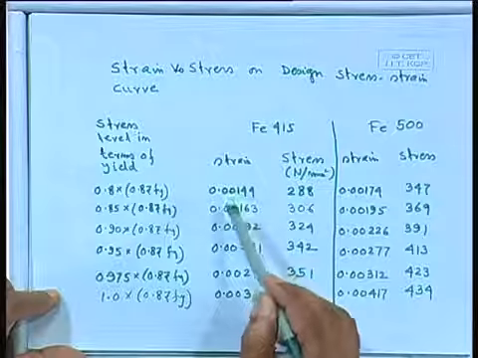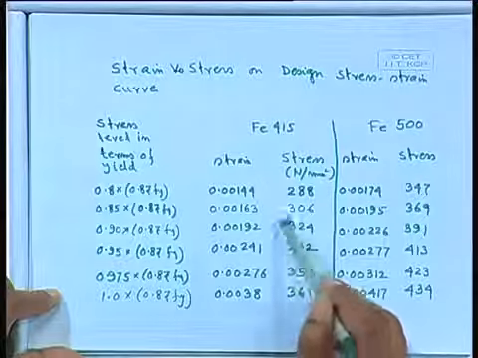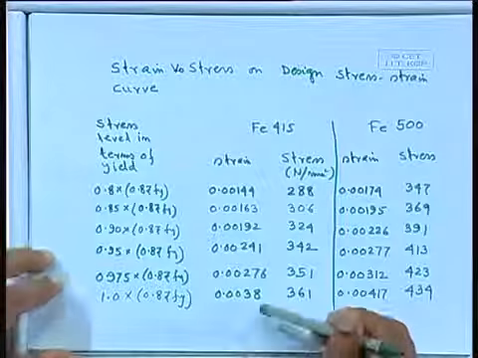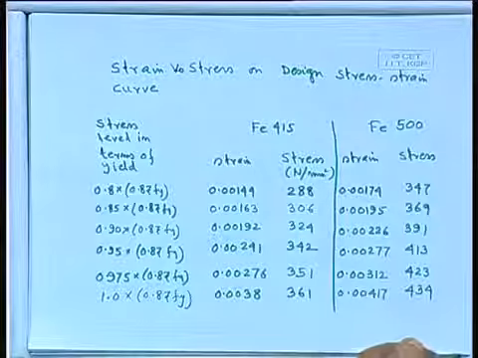We can get the strain and corresponding stress, and we shall linearly interpolate to get the corresponding stress at a particular strain level. We shall come to the next level, say analysis of beam.